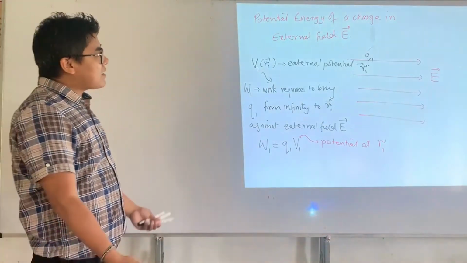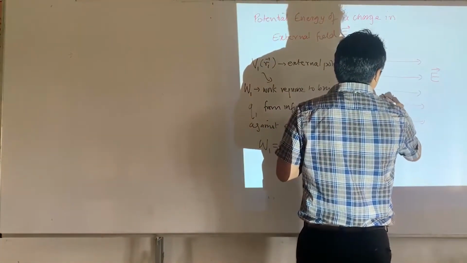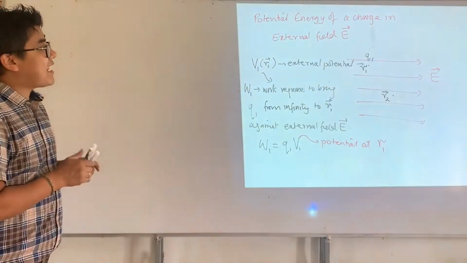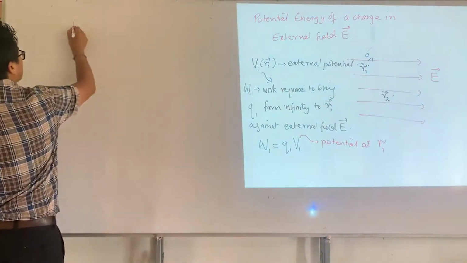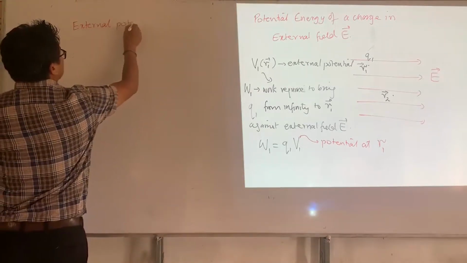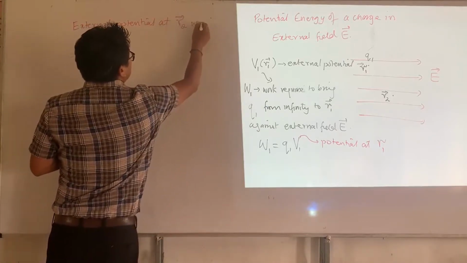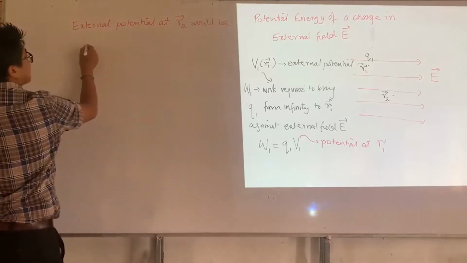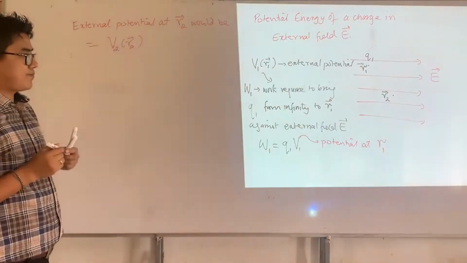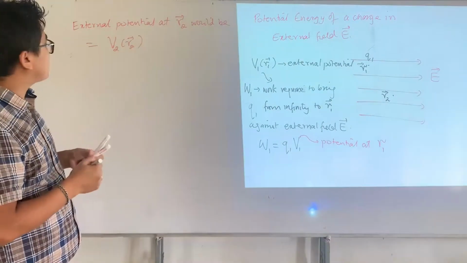And I can choose another point, let's say R2. Now I can assign potential at R2. The external potential at R2 would be, let's say, V2. Now V1 is different from V2.